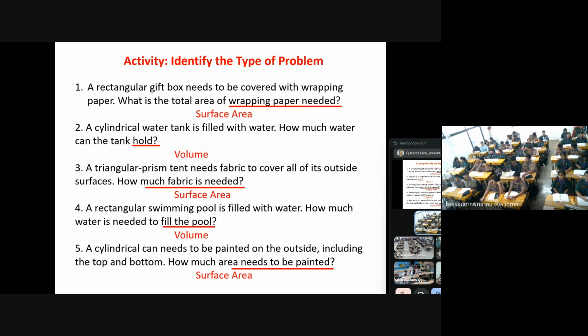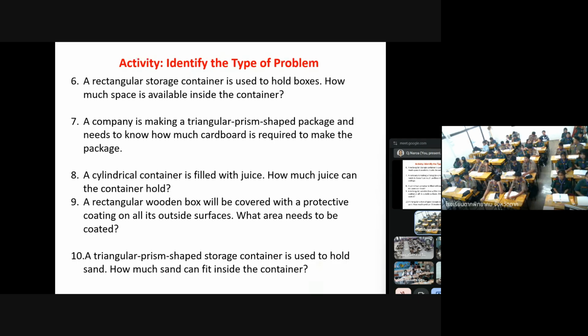All right, I'll give you a set to answer. No need to copy. Just identify if it is volume or surface area and write the keyword. I'll give you 6 minutes. Go, and let's answer. Only that. 6 minutes.